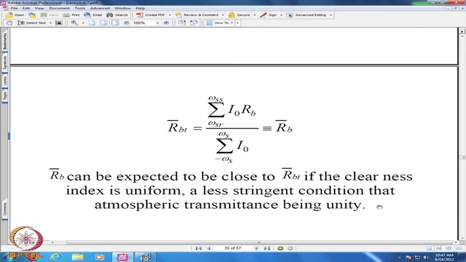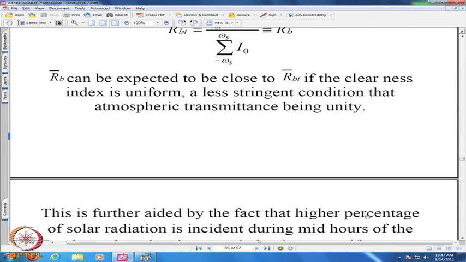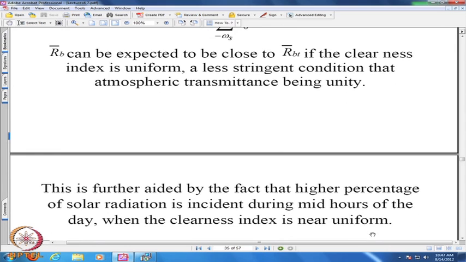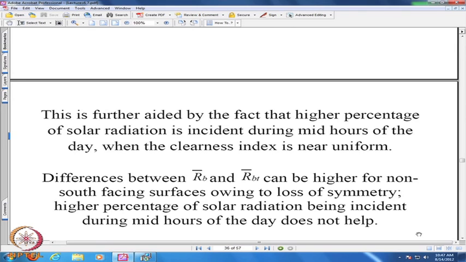So, this is a much less stringent condition than saying that the atmospheric transmittance is unity or the clearness index is 100%. And the reason why this R b bar is reasonably close to R b bar t is that a significant percentage of the radiation, something like 70%, occurs during the mid 4 hours or mid 5 hours, where your clearness index is reasonably uniform. Consequently, that uniform clearness index is satisfied when the solar radiation is higher, when the angles of incidence are favorable, when the R b is higher.